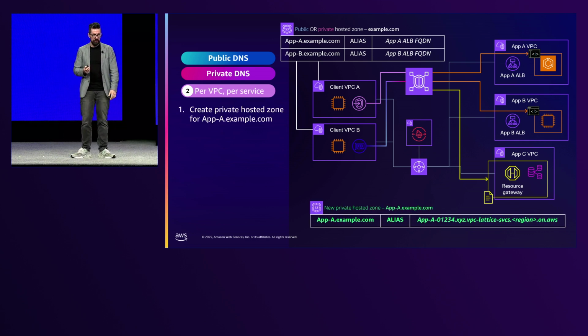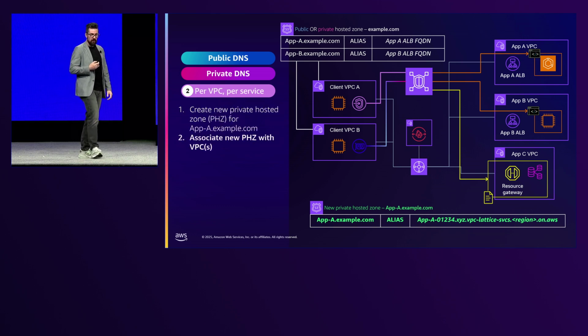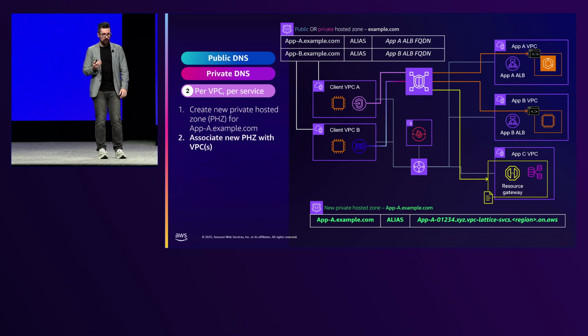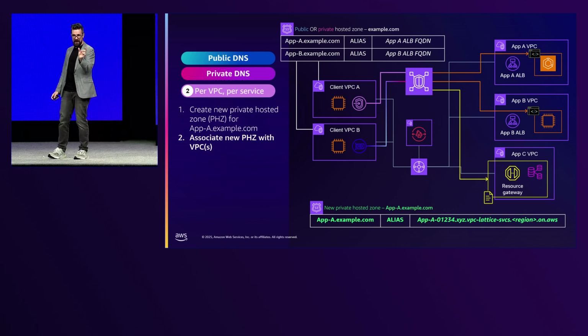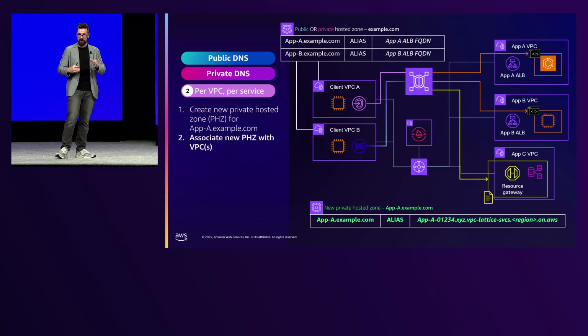So as before, we'll create a new private hosted zone, and then we'll associate that new private hosted zone with VPCs. But the difference here is that this private hosted zone is for app.a.example.com instead of just example.com, and we were replicating all of those records. We're being much more granular here.